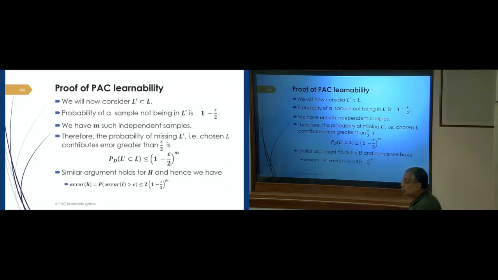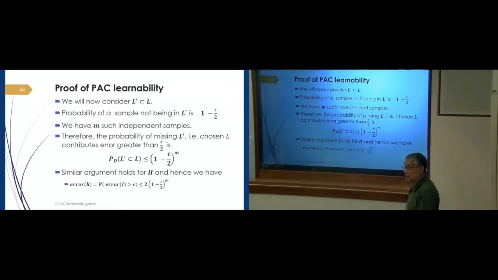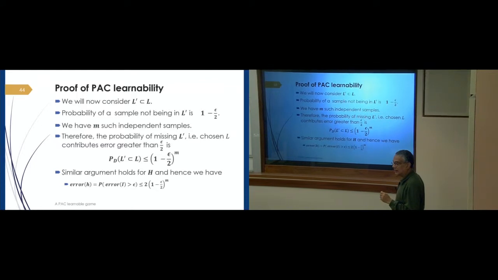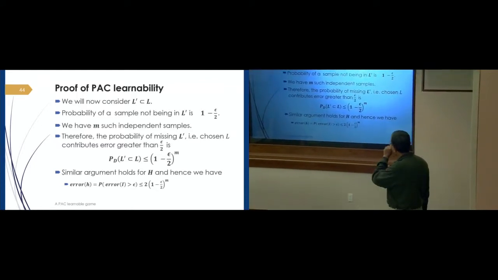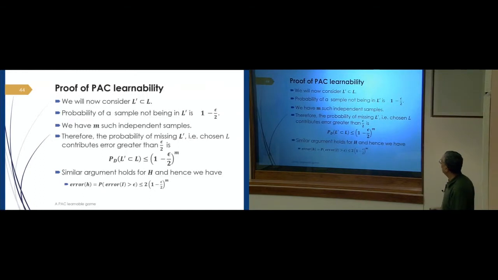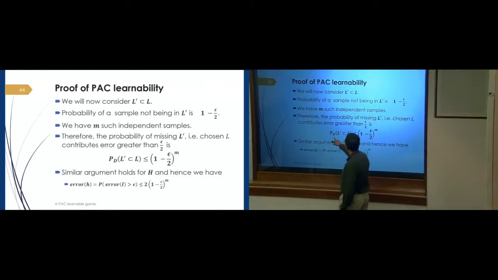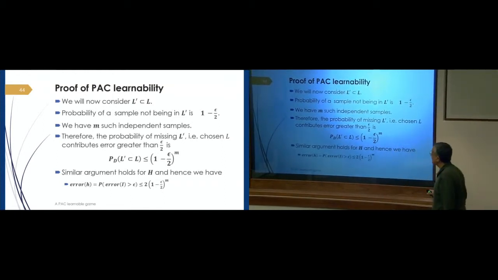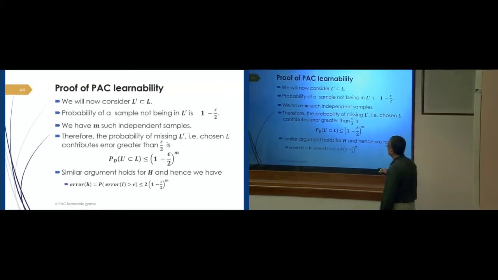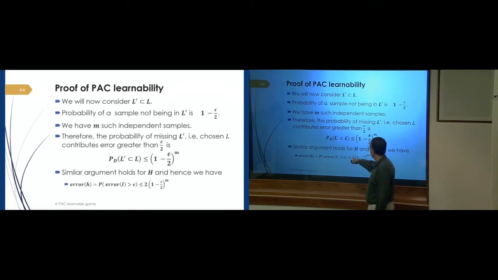So the probability of a sample not being in L prime is 1 minus epsilon by 2, because the probability of being in it is epsilon by 2. And we have m such samples, correct? That's by definition our parameter. So therefore the probability of missing L prime, that is, the chosen L contributes error greater than epsilon by 2 under the distribution D, given L prime is contained in L, is less than or equal to that times m of those events. And a similar argument holds for H. So the total probability of error being greater than epsilon is less than or equal to 2 times 1 minus epsilon by 2 to the power m by symmetry. This was for the L term, same thing is true for the H term.